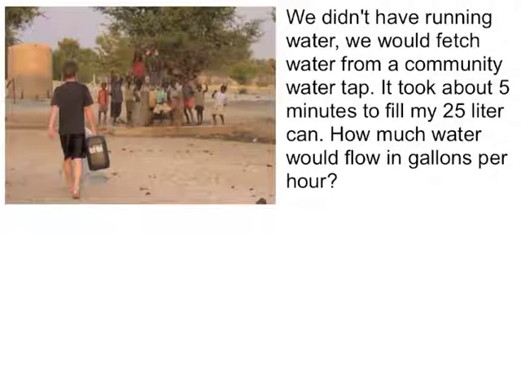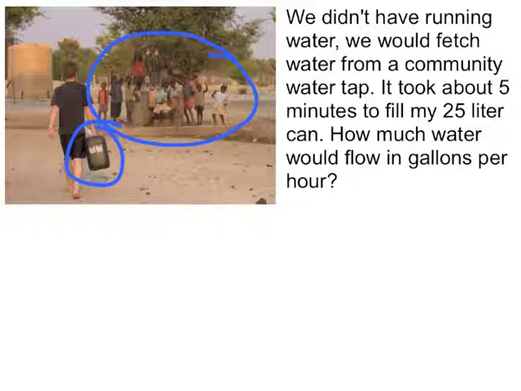All right, last one, and also probably the most difficult problem. We didn't have running water. We would fetch water from a community water tap, and it's kind of hard to see. These kids are standing in front of it, but we would go there and we would fill up our jugs of water, and then we would bring them home. It took about 5 minutes to fill my 25-liter can. How much water would flow in gallons per hour?